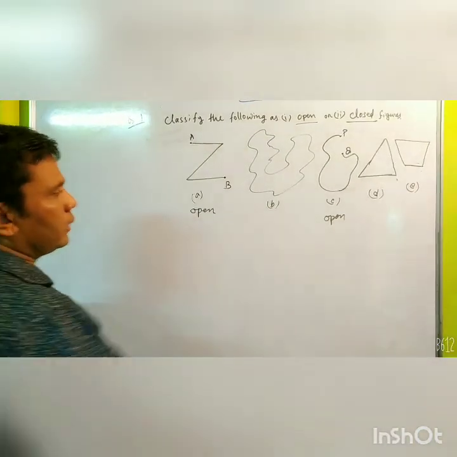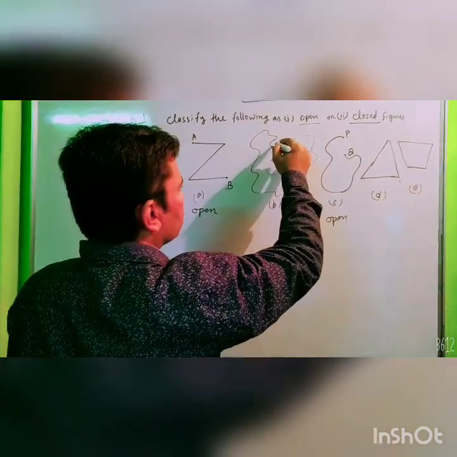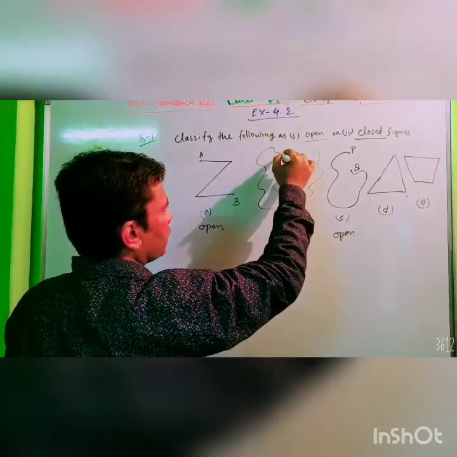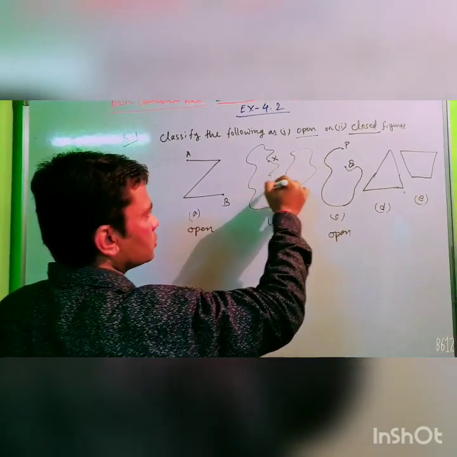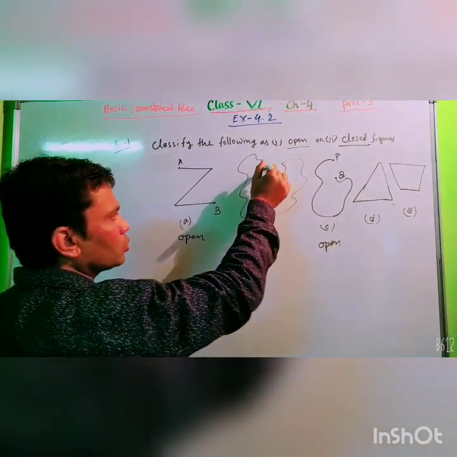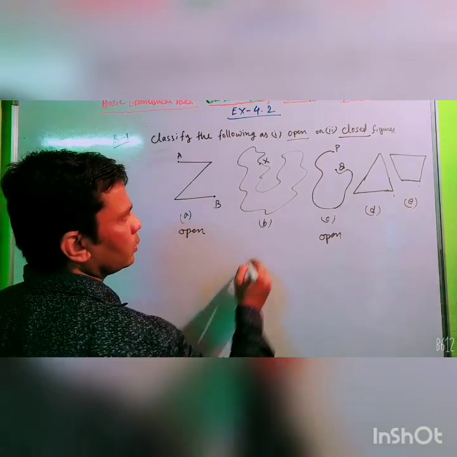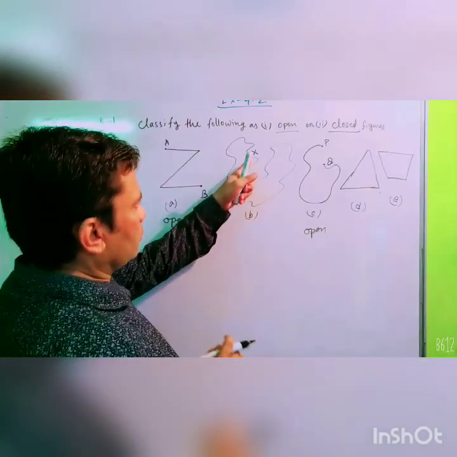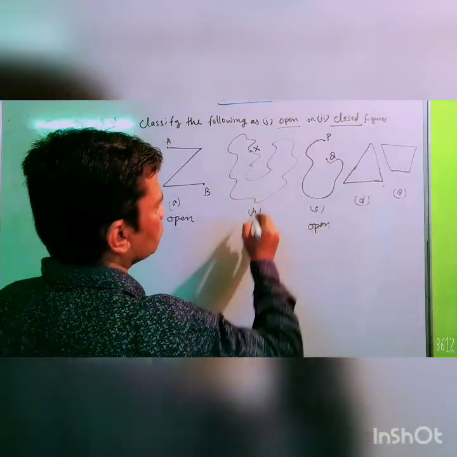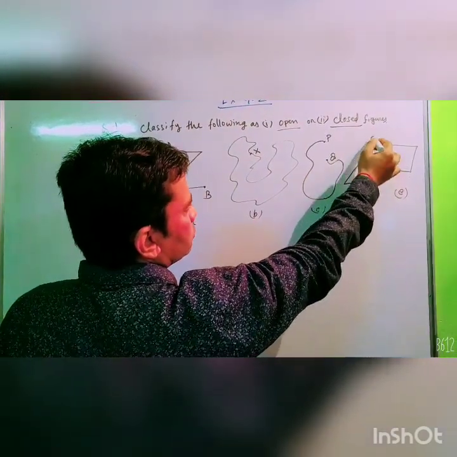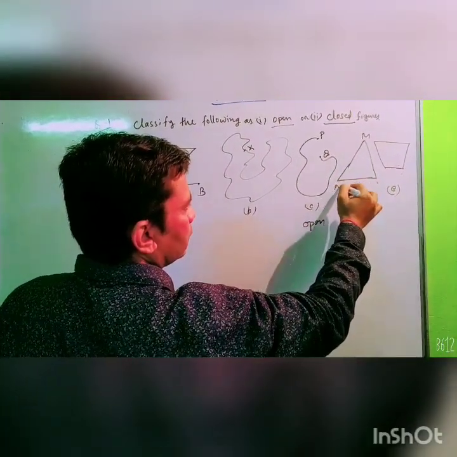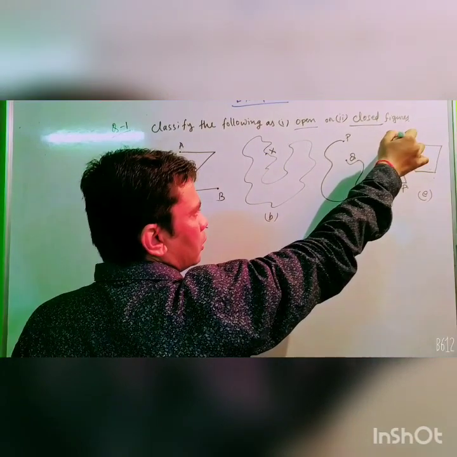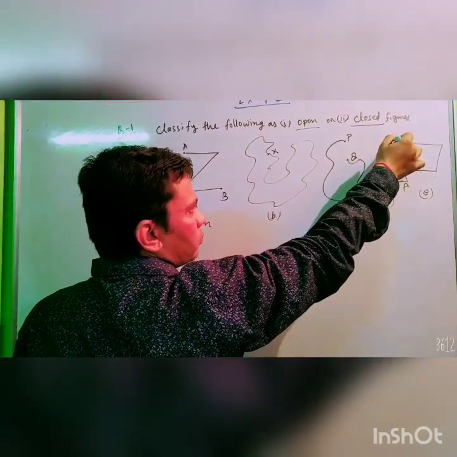And suppose this one starts from one point, that is X, and the end point is also X. So having the same beginning and end point, it is called a closed figure. So this is a closed figure. This one also starts from M, N, P, starting from N and ending at N. So the beginning and end points are both the same.